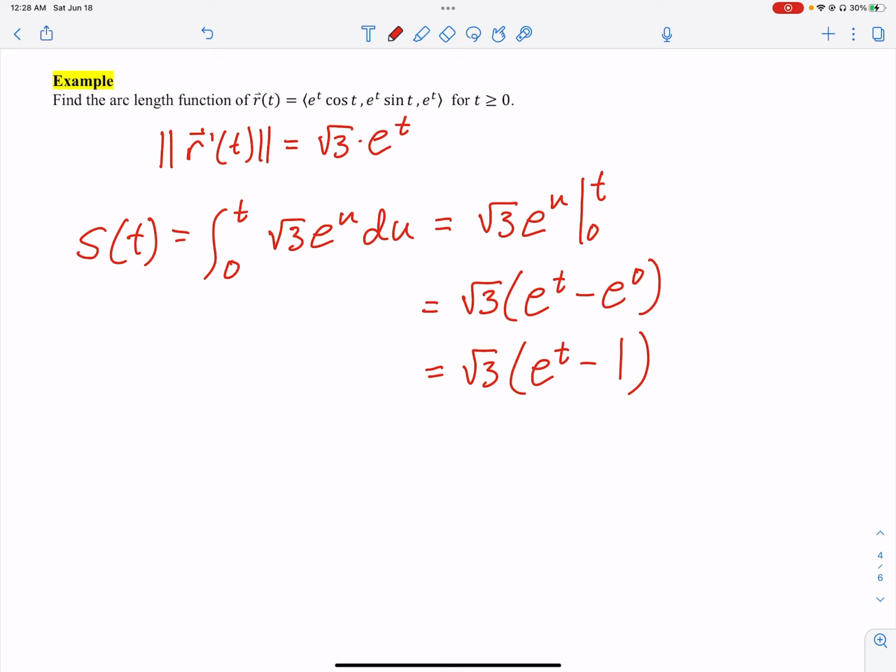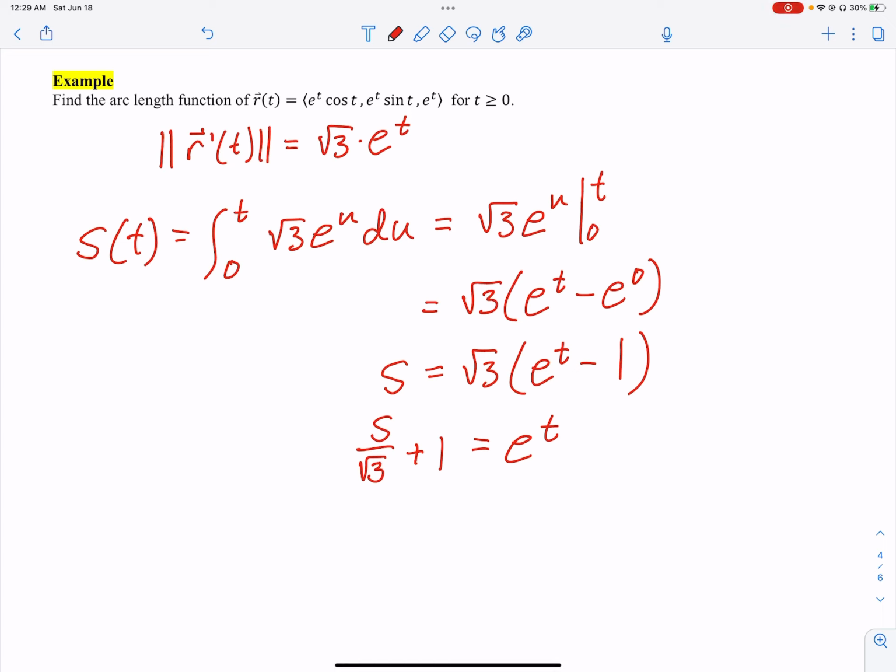All right, so we have that now, and we have this as S. Now remember, the whole point of this is to find an equation relating T and S, that way we can convert. Okay, so if I start solving this for T, I would divide by the square root of 3 and I would add 1. That would give me e to the T.